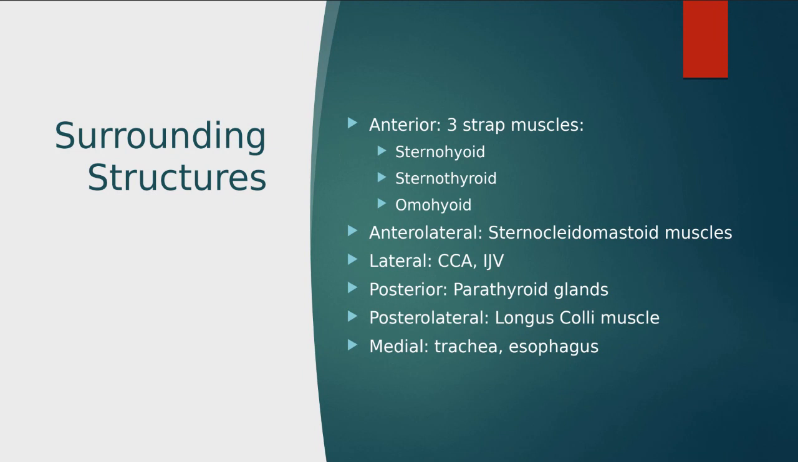Now, laterally to the thyroid itself, we're going to have the common carotid artery, that major artery that's supplying our brain. And then we're going to have our internal jugular vein, which is draining our brain back down. Posterior to the thyroid, we are going to find our parathyroid glands, and we're going to talk about those in a moment as well. Also behind and to the sides of the thyroid, we are going to have our longus colli muscle on each side. And medially to the thyroid, we are going to see the trachea and the esophagus. Now, the esophagus runs to the left of the trachea. So when we are doing images of our thyroid, we see our trachea and we oftentimes confuse it as a mass. We will get to that when we get into our image evaluation as well.